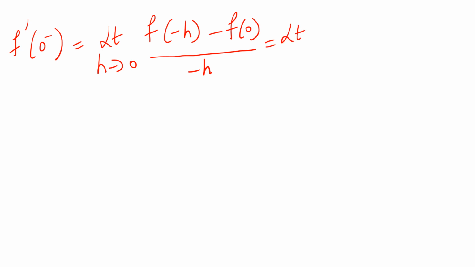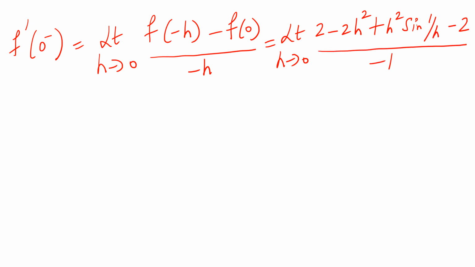Now this becomes equal to limit h tending to 0, 2 minus 2h square plus h square into sine of 1 upon h minus 2 whole divided upon minus h. Now minus 2 cancels with 2, and this limit becomes equal to limit h tending to 0 minus 2h square divided upon minus h becomes plus 2h, and then it is minus h into sine of 1 upon h.